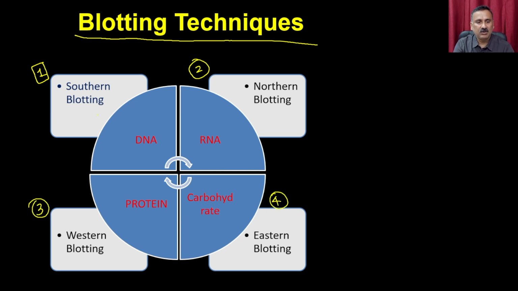In Southern blotting, you are going to use DNA as the target molecule. So, you are going to identify the DNA. If DNA is the molecule, then it is going to be called Southern blotting. If you are going to detect RNA, then it is going to be called Northern blotting, and if it is protein, then it is going to be called Western blotting, and if it is a carbohydrate, then it is going to be called Eastern blotting.